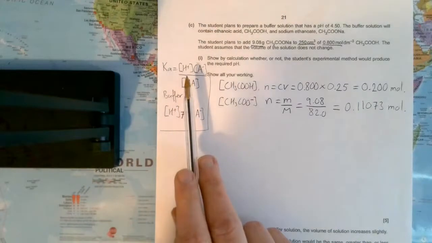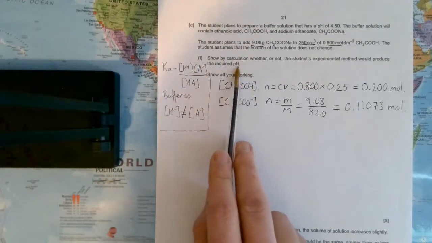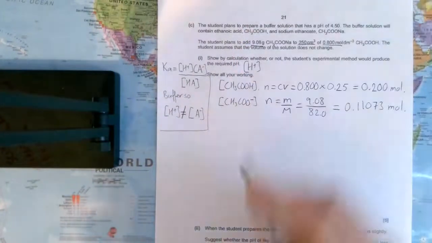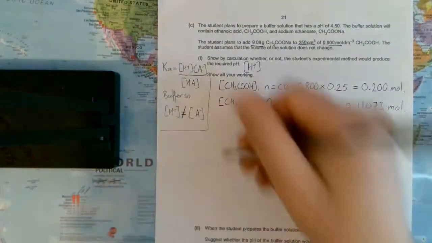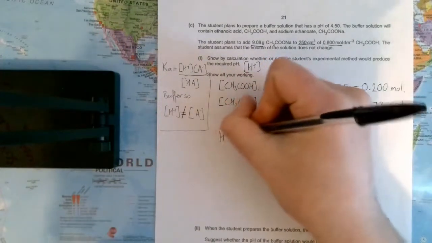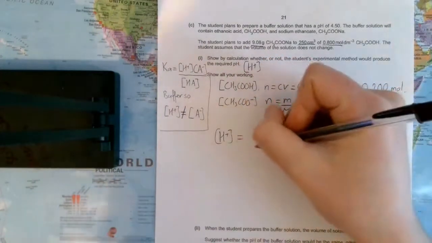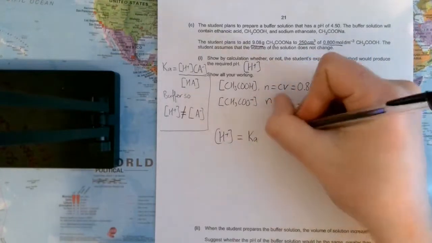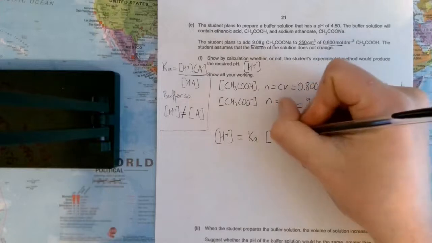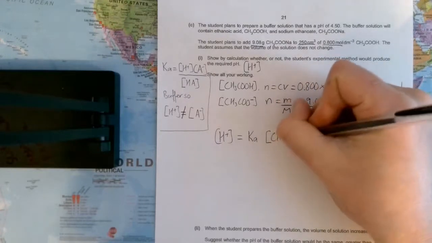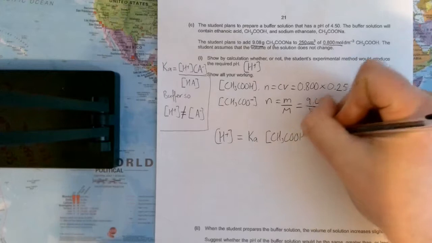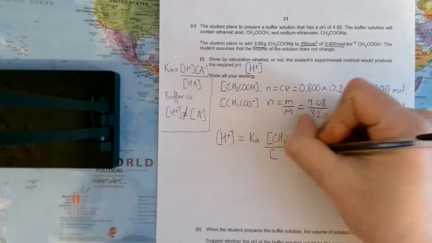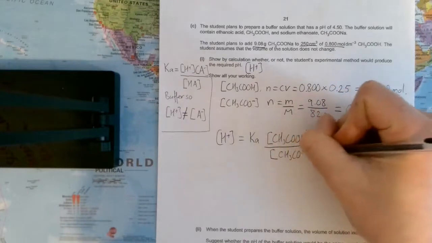We are asked to find the pH. To find the pH, you first of all need to find the concentration of H+. So we rearrange that equation. Concentration of H+ equals Ka times by the concentration of your weak acid divided by the concentration of its conjugate base.